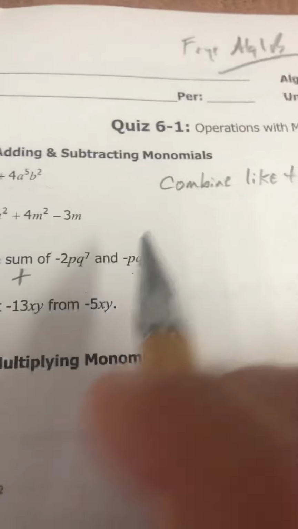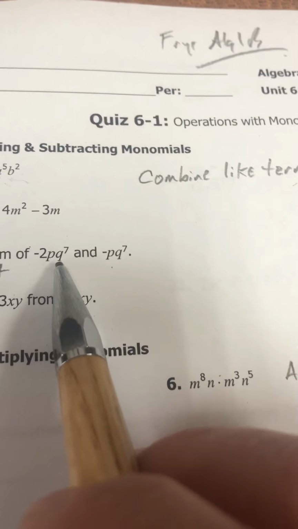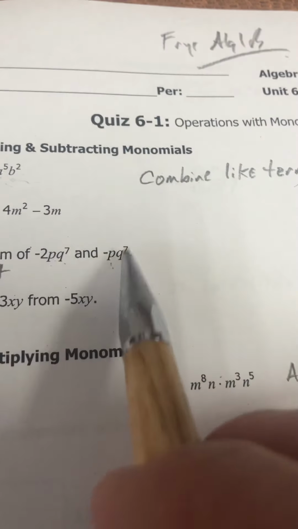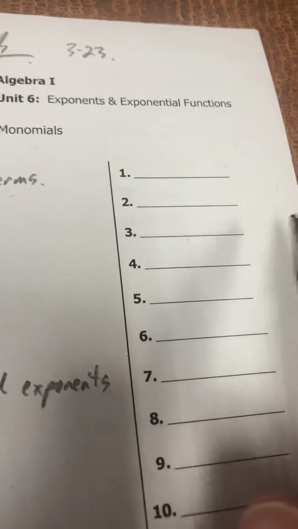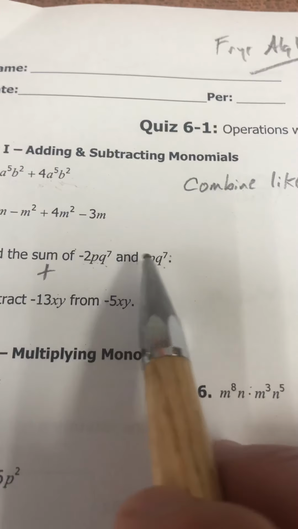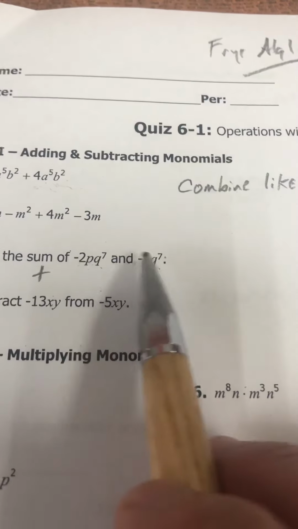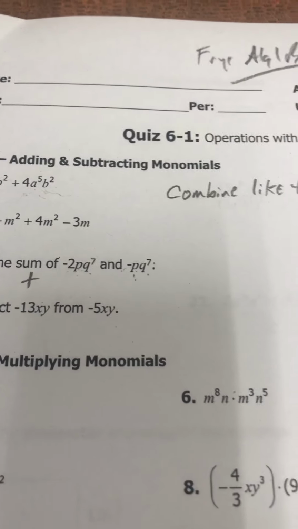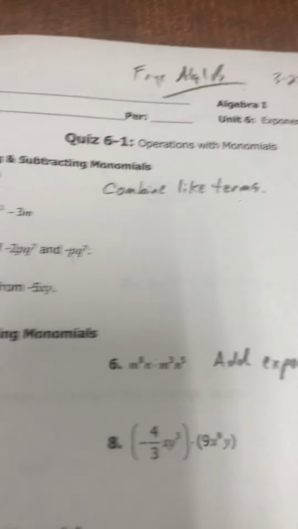Find the sum, so you're adding these two. And you can add these two because it's PQ7. So you're just going to go ahead and over here write PQ7. Get that out of the way. But then in front of that PQ7, you have negative 2 minus another 1. So what's negative 2 minus 1? Put that number in front of your PQ7.